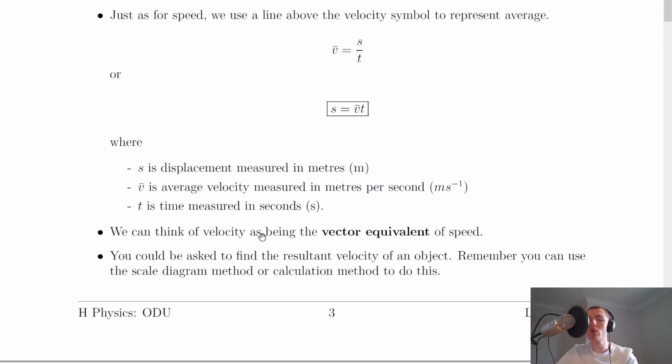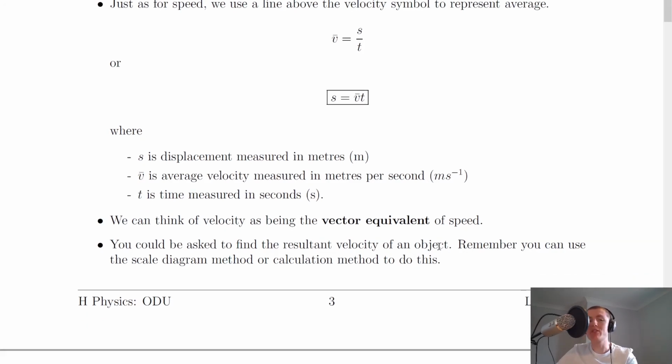So we can think of velocity as being the vector equivalent of speed, because velocity is just a speed with a direction. And just as a reminder, you could be asked to find the resultant velocity of an object, just like you could be asked to find the resultant displacement of an object, and they're done in exactly the same way. So remember, you can use two methods to do this from National 5.